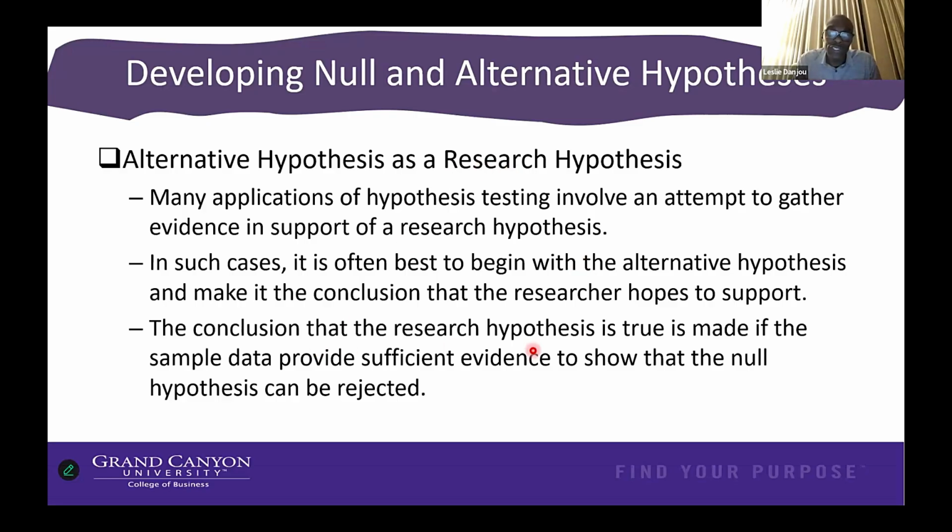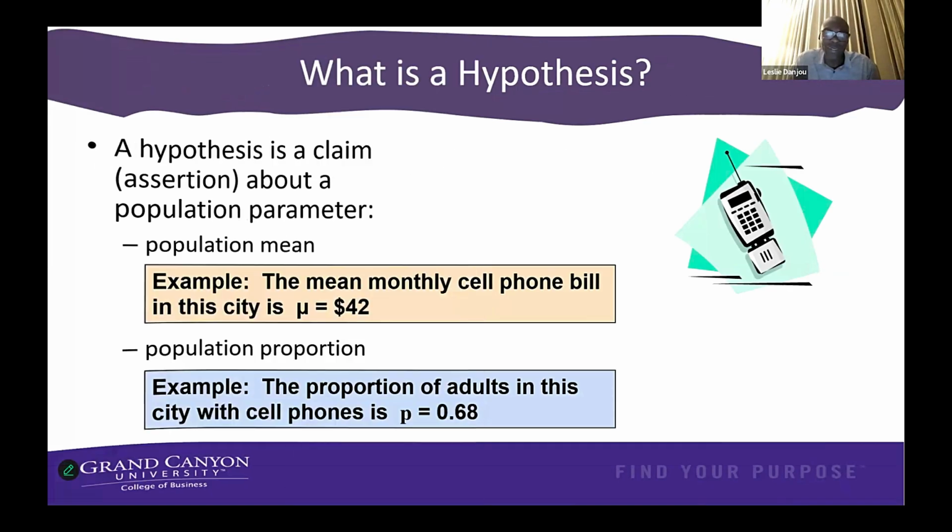The conclusion that the research hypothesis is true is made if the sample data provides sufficient, overwhelming evidence to show that the null hypothesis can be rejected. So if what the alternative is saying is true, then we will reject the null hypothesis. We reject what we believe to be true.